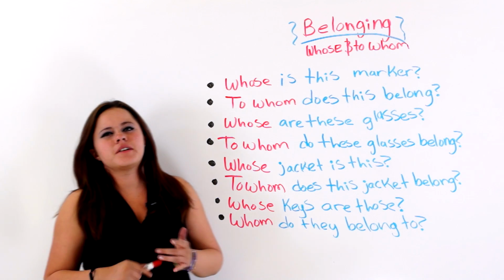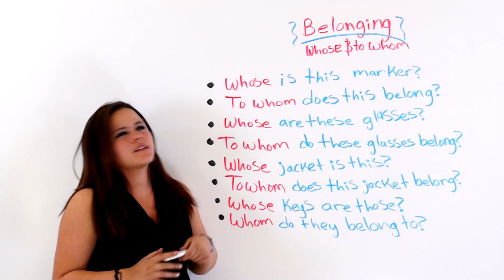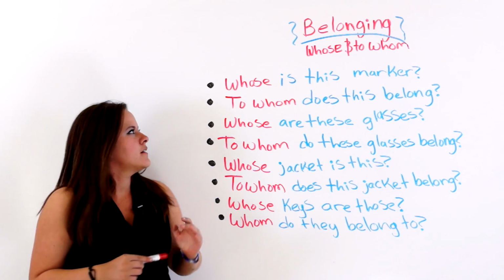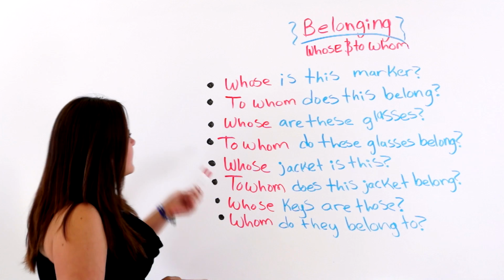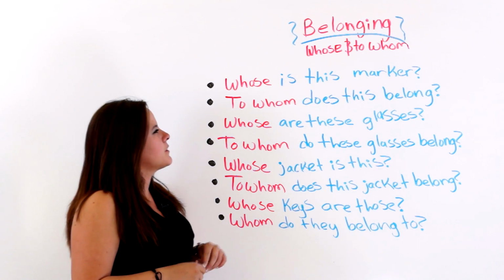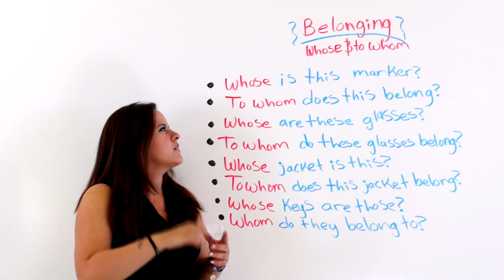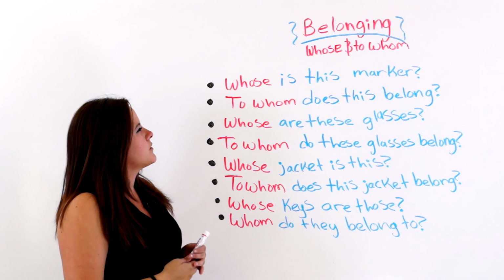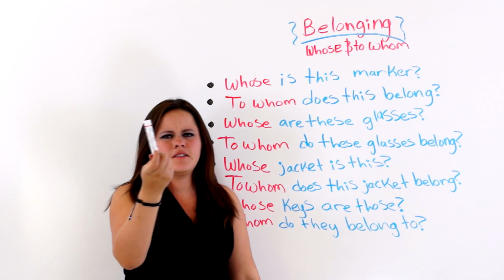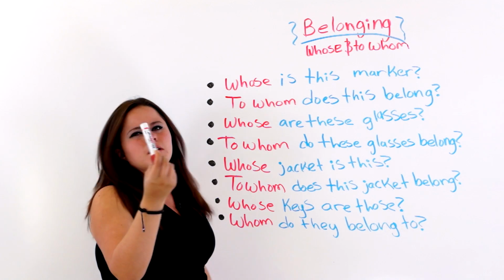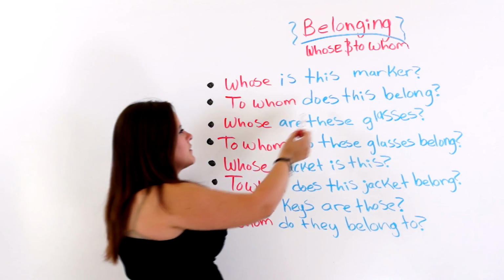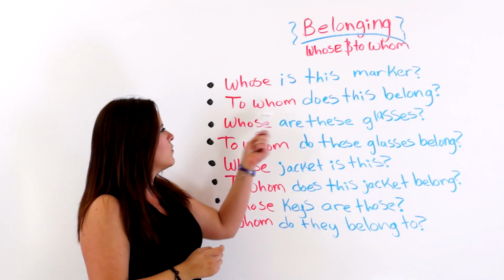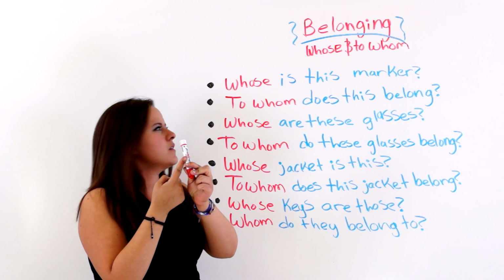In today's class, we're going to talk about belonging, expressing belonging using whose and to whom, okay? The first example, as you can see here, says, whose is this marker? You could also say, whose is this? If you're showing the marker, well, whose is this marker, or whose is this? Or, to whom does this belong? Okay, whose is this marker, or to whom does this belong?